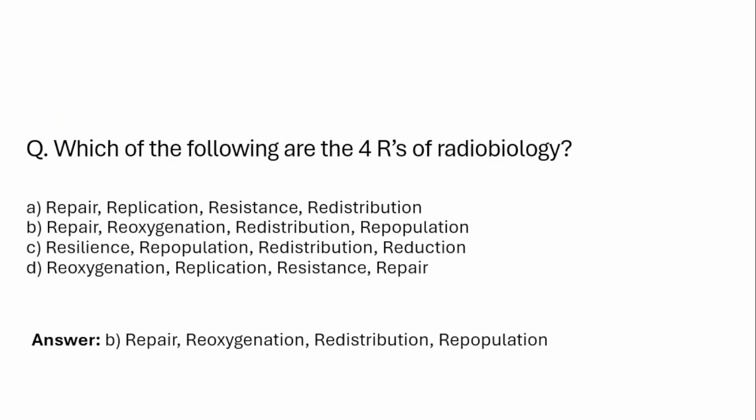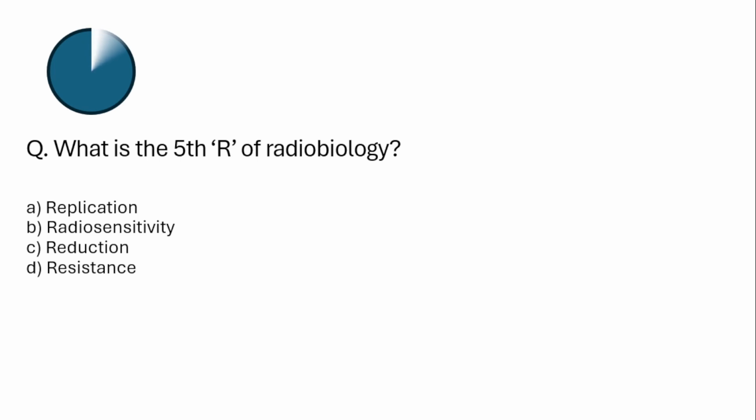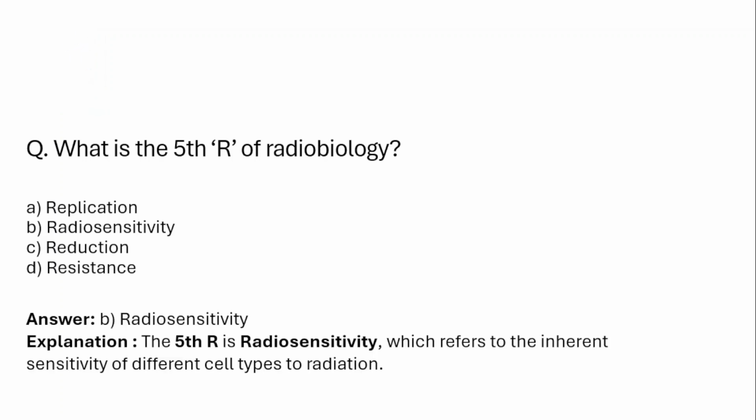So what are the 4 R's of radiobiology? It is option B: repair, reoxygenation, redistribution and repopulation. And the 5th R of radiobiology is radiosensitivity, which refers to the inherent sensitivity of different cell types to radiation.